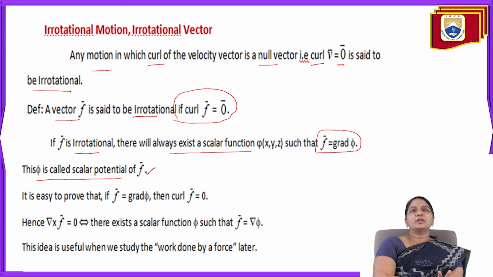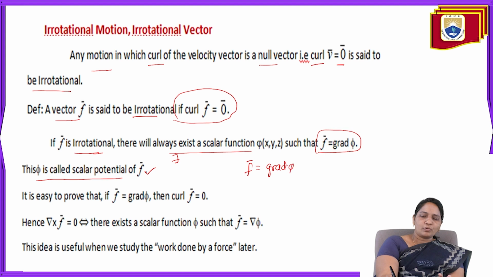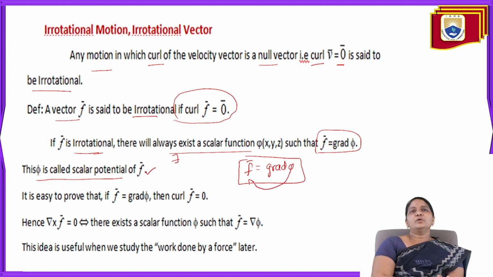So how can we calculate the scalar potential? If it is irrotational, then there exists a scalar function such that f bar equal to grad phi. Now phi is the scalar potential of f. Here first we have to calculate the curl f. If curl f is 0, then there exists a scalar function phi such that f bar equal to grad phi, and phi is the scalar potential of f.